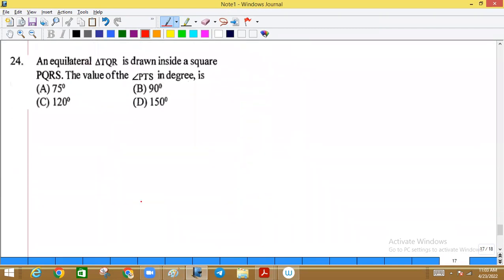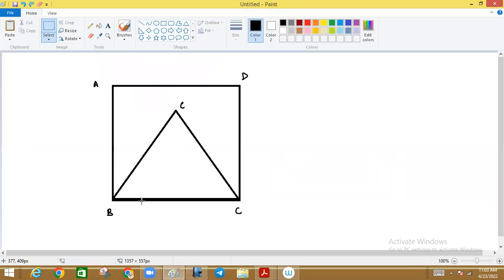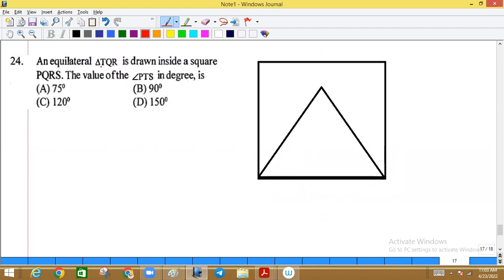75. An equilateral triangle TQR is drawn inside a square PQRS. What is the value of PTS in terms of degrees? Same thing, I'll take it. So TQR, okay, PTS, PQR. QR is the base here. So let it be PQRS. And this one is QT or TQR. Understood? He's asking you what is PTS.